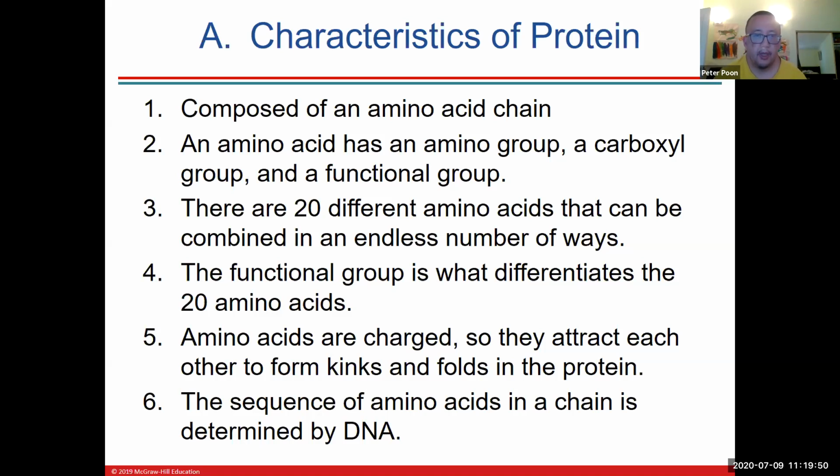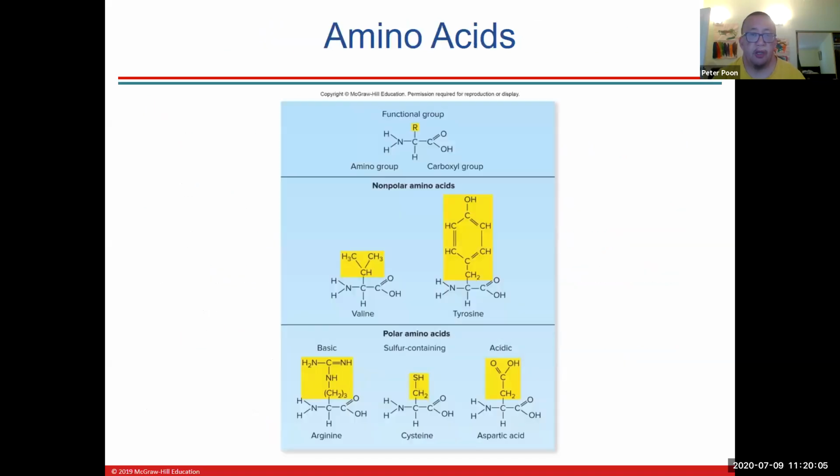So the amino acids are charged to attract each other to form kinks and folds in the protein. The sequence of amino acids in a chain is ultimately determined by the DNA, and we'll talk more about that in another chapter.